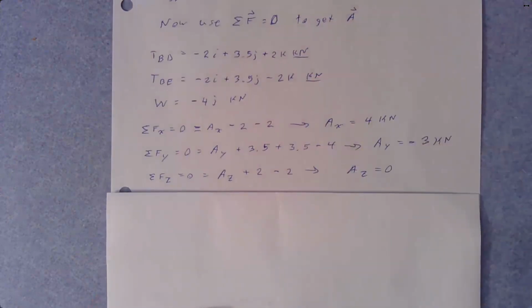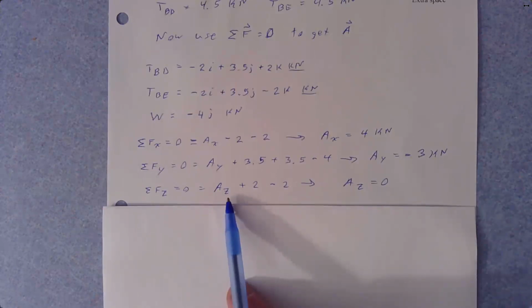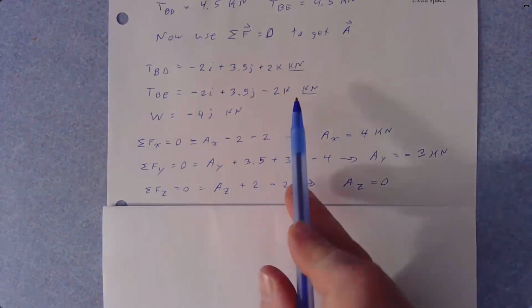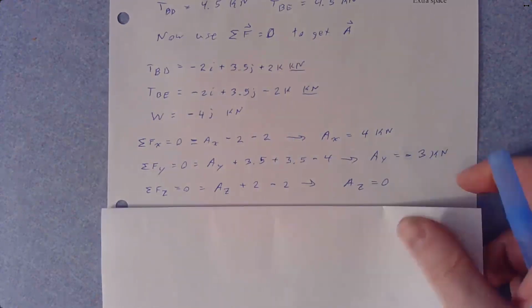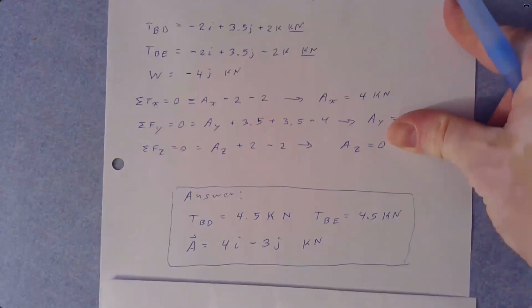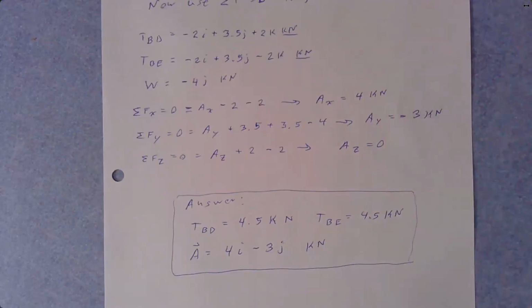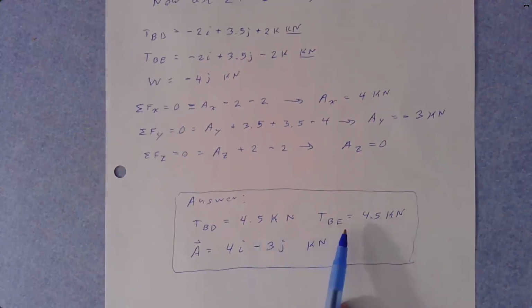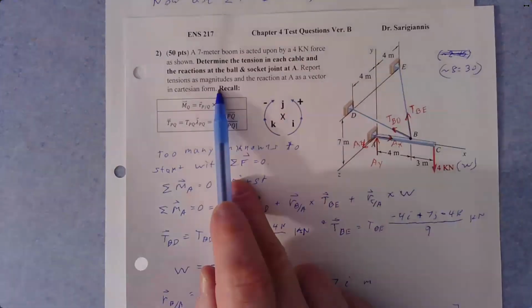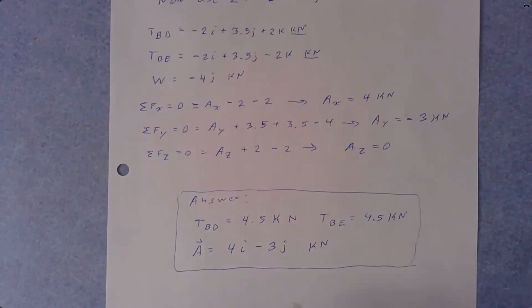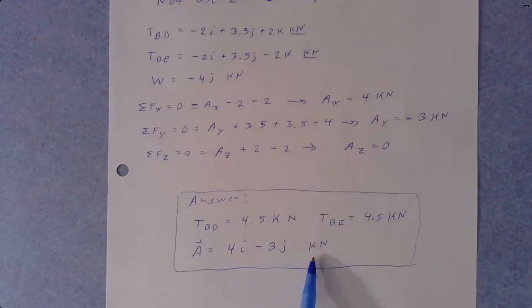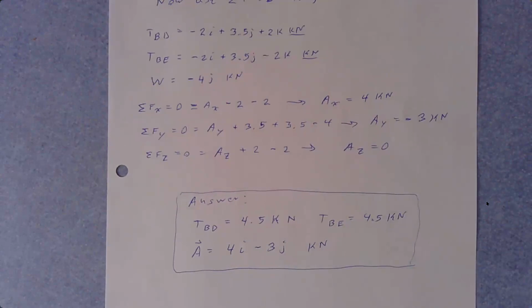And then finally, the Z direction, we've got A sub Z. Again, we assumed it's positive. We've got in the Z direction plus 2 and minus 2, right? So we find out AZ is equal to 0. And so finally, the answer in all its glory with all the units, the tension vectors are each 4.5 kilonewtons, right? We just wanted the magnitude of those. And the vector A, I asked for it in Cartesian coordinates. Report reaction A as a vector in Cartesian form. So this is the vector 4I minus 3J kilonewtons. So yeah, that's the test.